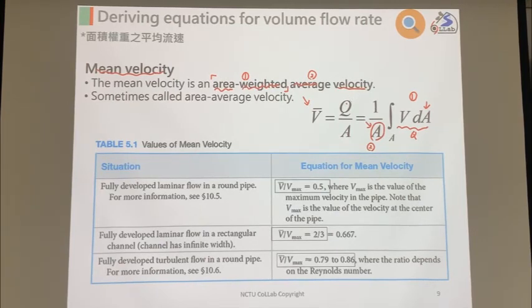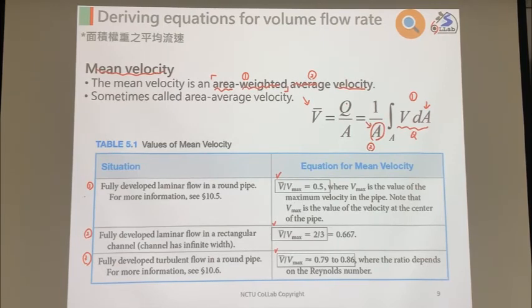So ideally, for different flow conditions, we have different mean velocities. So the table summarizes three flow conditions, and we look at the relationship between the maximum velocity and the mean velocity. We take a look at the different ratios between the mean velocity and V maxima.